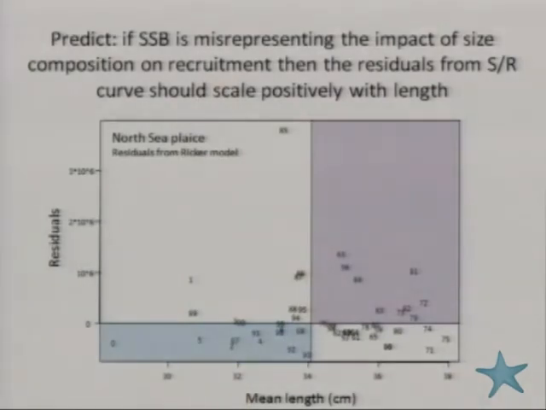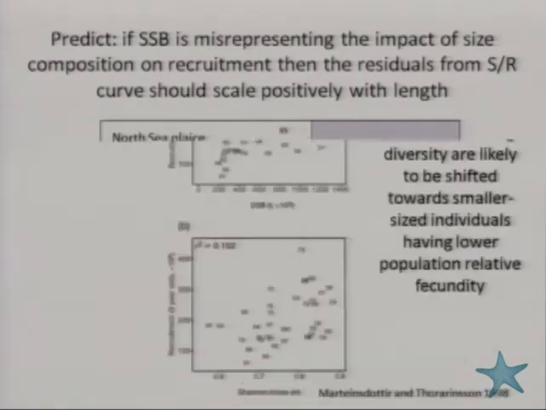This is the same plot for North Sea plaice. Again, it's very equivocal in whether or not there's support for the idea. When the spawning stock is shifted towards larger spawners, you have positive residuals. So it's not clear whether this impact is translating through to the stock recruit curve, although it is clearly impacting the productivity of the individual stocks.